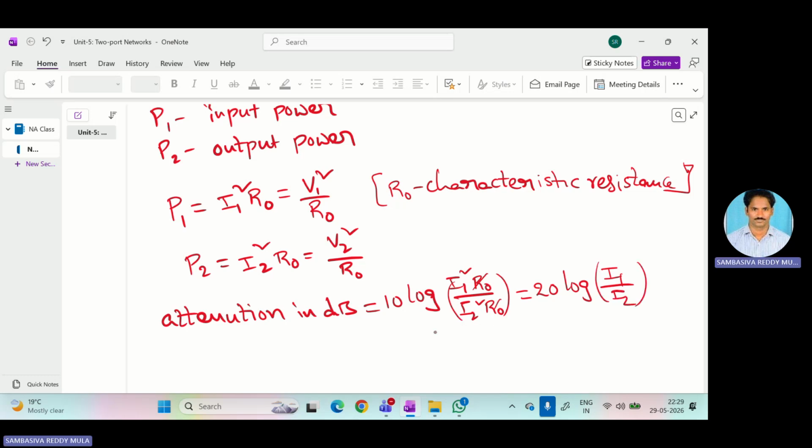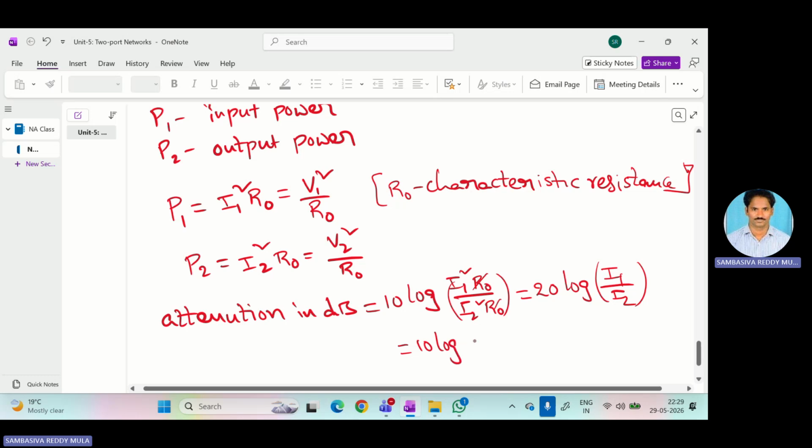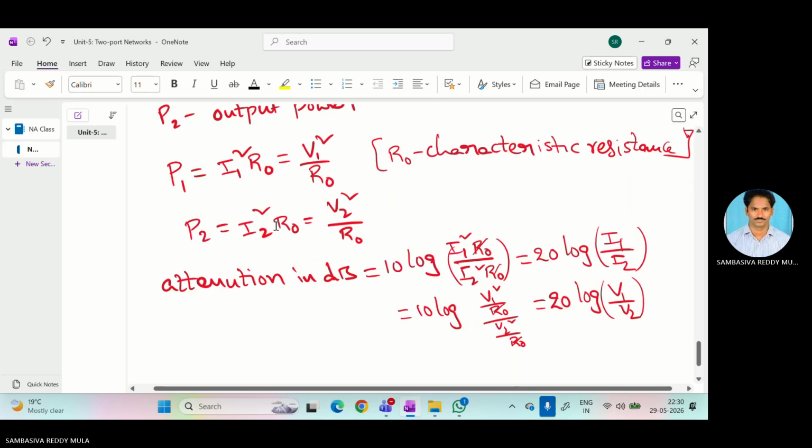Or if you take the ratio of 10 log base 10, V1 square by R naught divided by V2 square by R naught, R naught and R naught get cancelled. Again, we'll get 2 outside, so 20 log of V1 by V2. So these are the expressions for attenuation in dB.